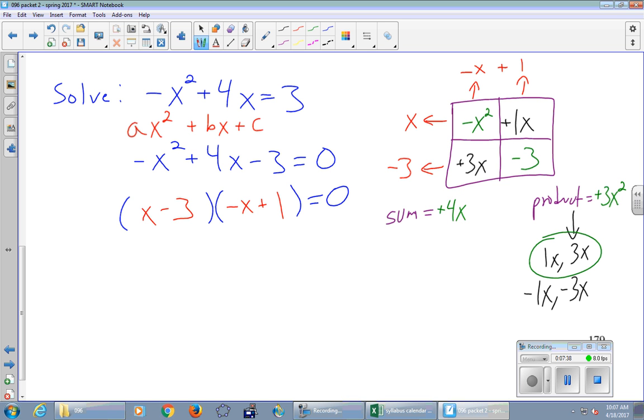Okay, and now we're going to finish, and finishing is pretty easy. Remember, you had a number times a number equaling 0, so one of these numbers had to equal 0, and we just write those two much simpler equations. Either x minus 3 is 0, or negative x plus 1 is 0.